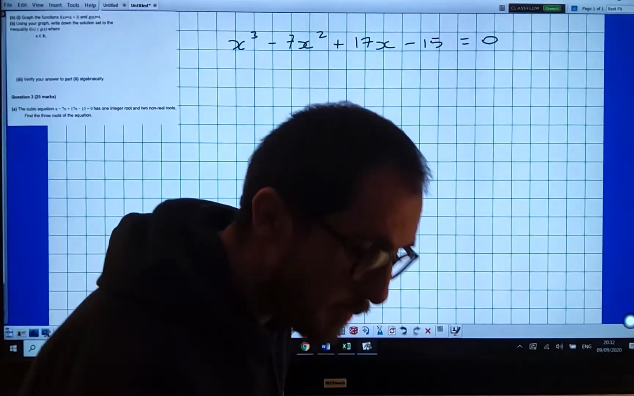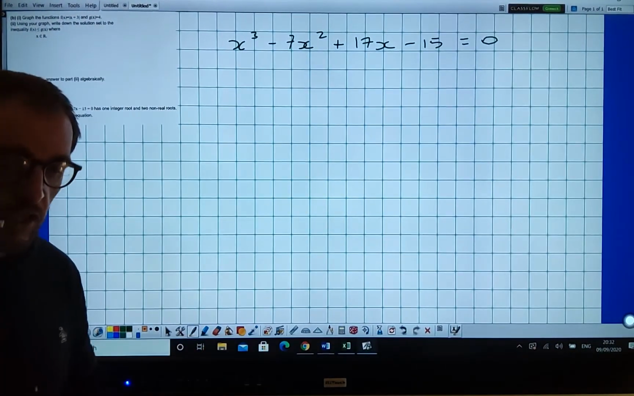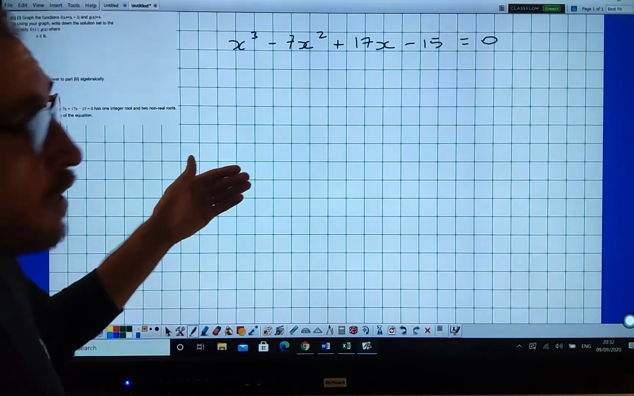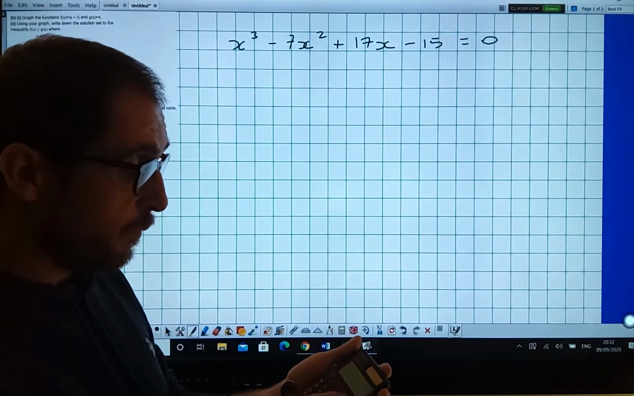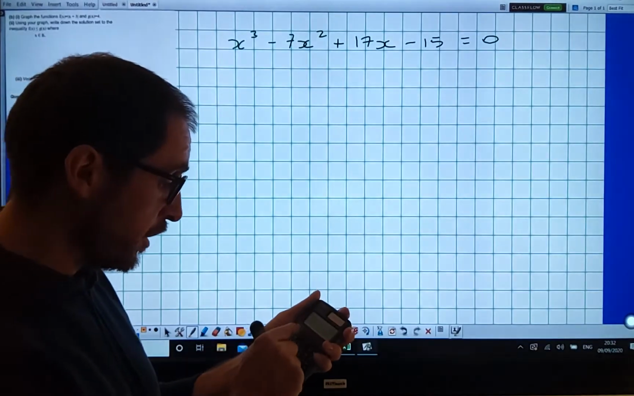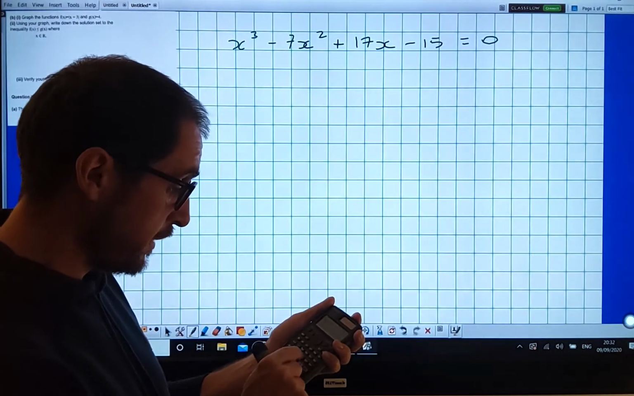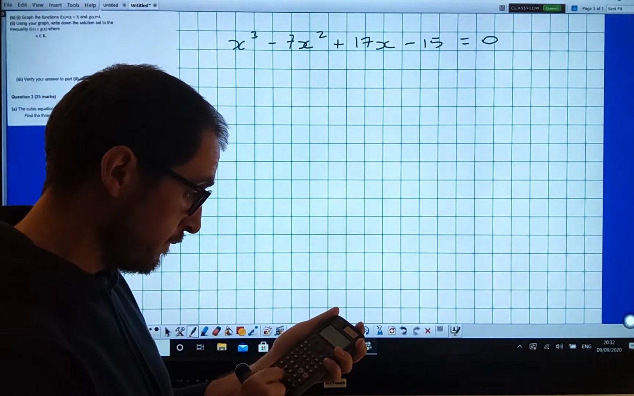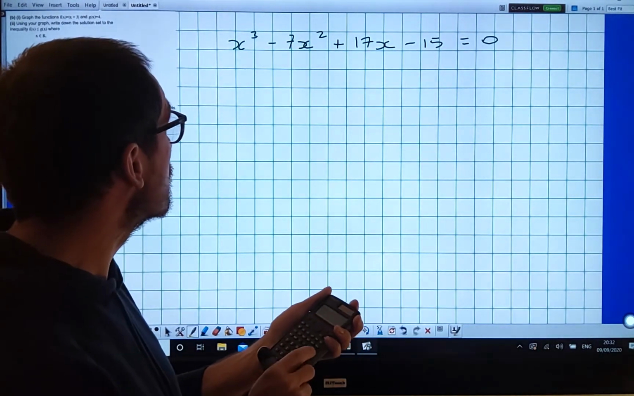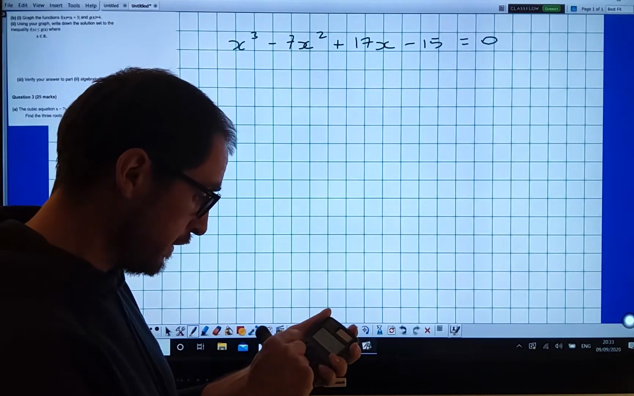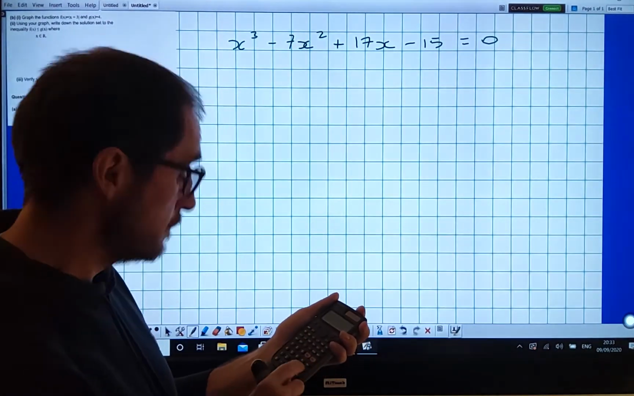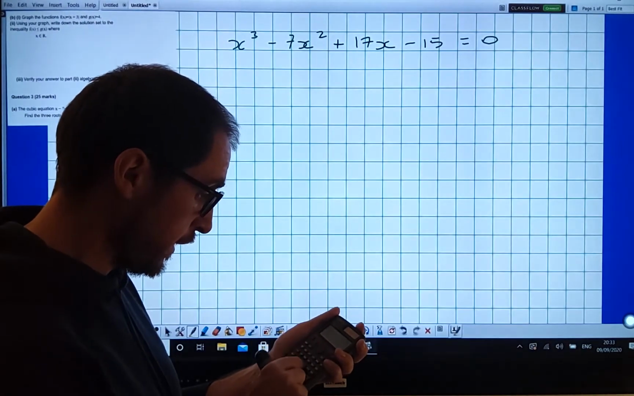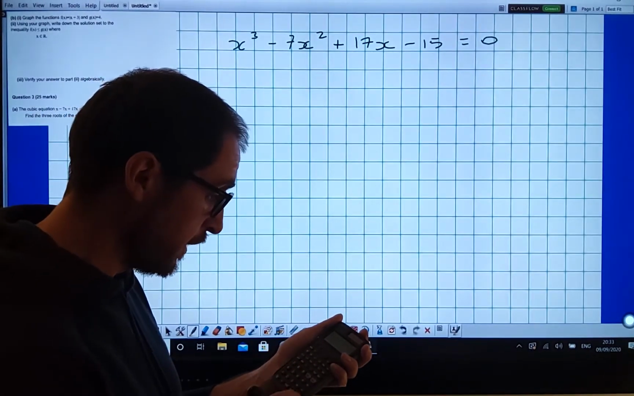Now, there's a little cheat here to do this, right? You have to do trial and error. But in an exam situation, you don't have time to be putting all the numbers in. So what you do is you type in, you do mode table. And you type in x to the power 3 minus 7x squared plus 17x minus 15. You let it equal to 0.